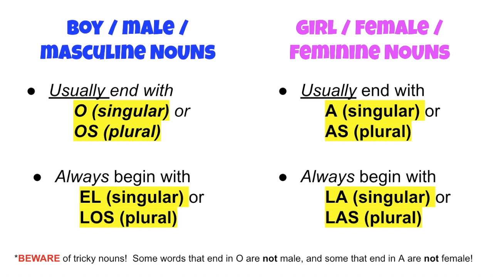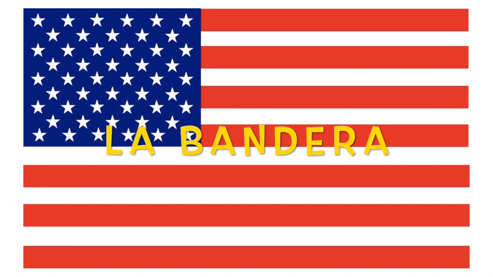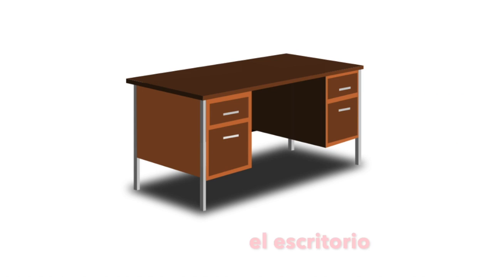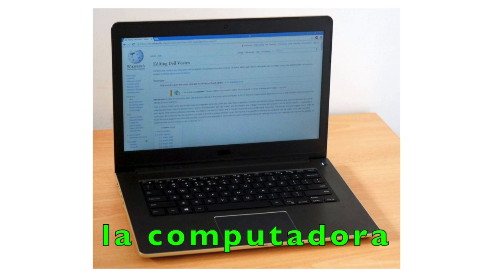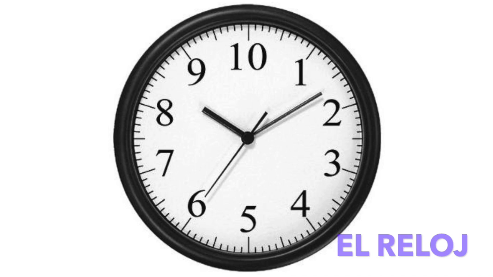Now I'll show you the word on the screen. I told you that window was female. La ventana is the Spanish word for window. La bandera is flag. El escritorio, it begins with el and ends with the letter O. La silla starts with la, ends with an A. La computadora, for computer, is also female. And el reloj, even though it doesn't end with an O or an A, you can rely on the front. That little word el tells you that it is definitely male.